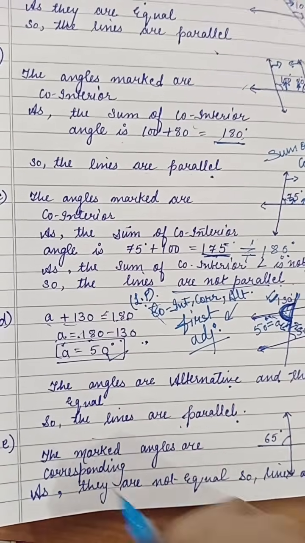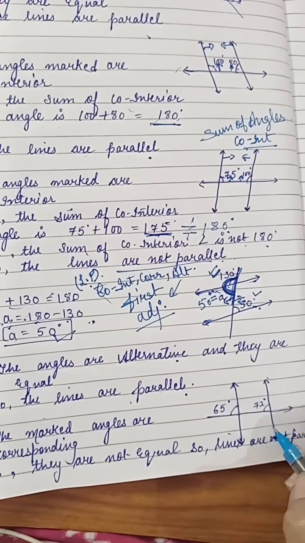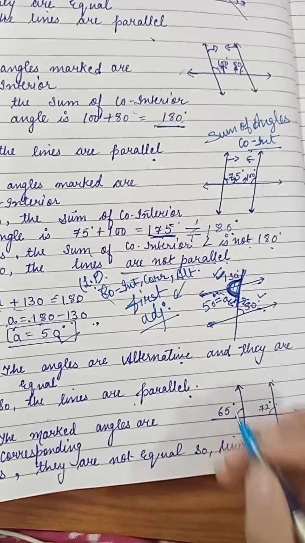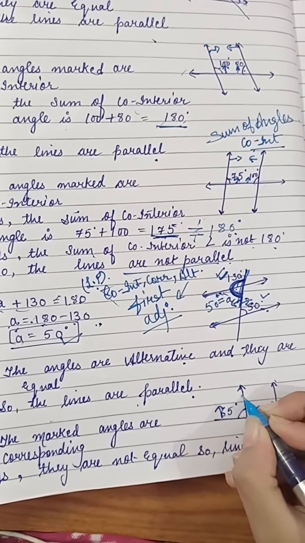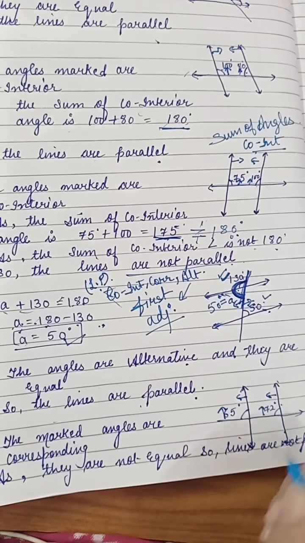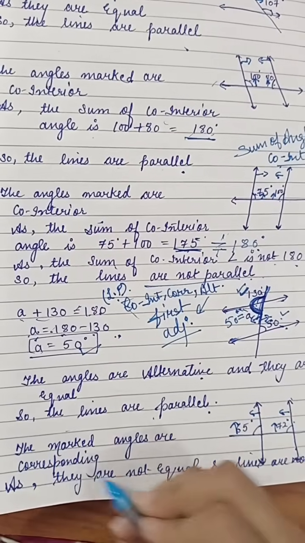Okay. Coming to the E part of this question, the two lines were given. Check the marked angles. What are they forming? See, this is on the right, this is also on the right. This is above the line, this angle is also above the line. Correct? Then they form corresponding angles. The marked angles are corresponding.